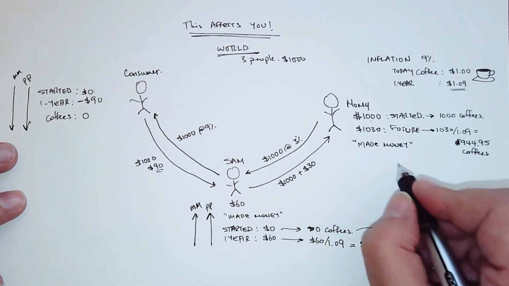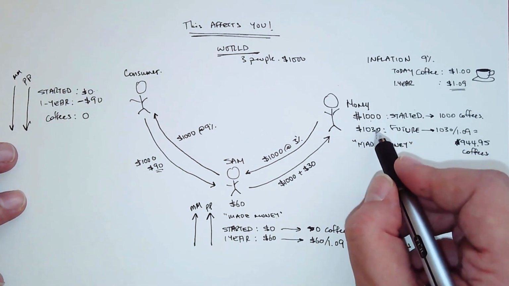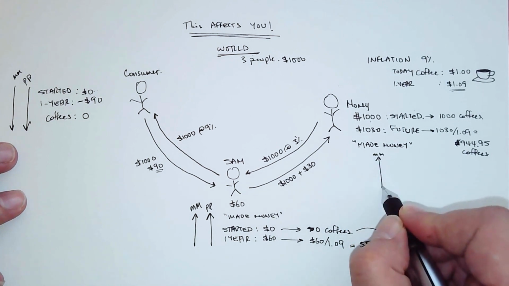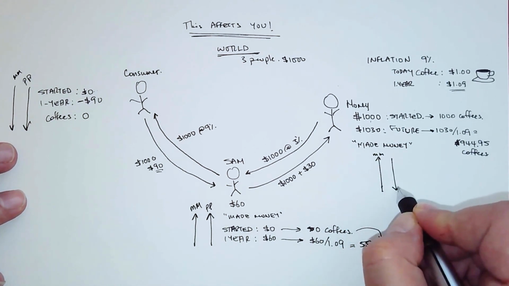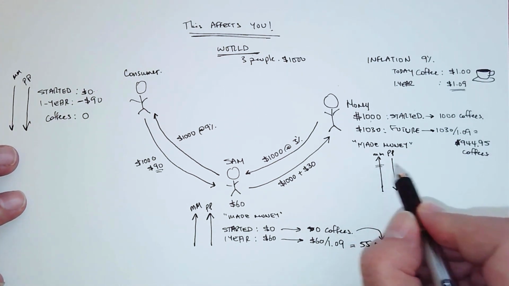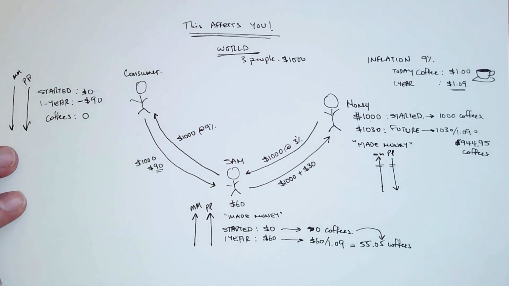This person made money. Remember, he went from $1,000 to $1,030. So he made money, right? So he made money, but his purchasing power went down because now he can't afford the same number of coffees. Now, why am I telling you this? Because there's a big difference between making money and purchasing power.